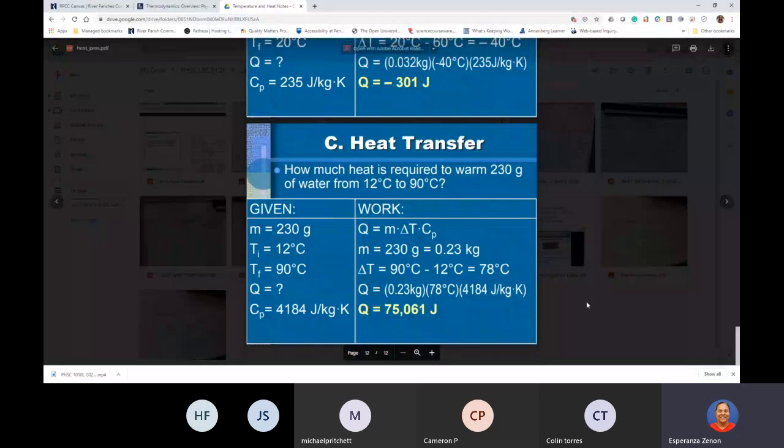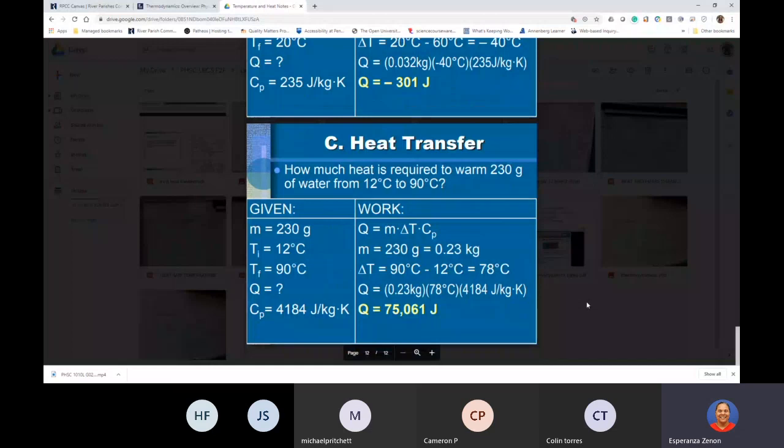All right. Another example. How much heat is required to warm 230 grams of water from 12 degrees Celsius to 90 degrees Celsius? So in this example, we are actually raising the temperature of the water. So that means we have to put heat in. So we know in the end, if we're putting heat in, Q has to be positive. Well, they gave us the mass, 230 grams. And of course, we need to convert that to kilograms.